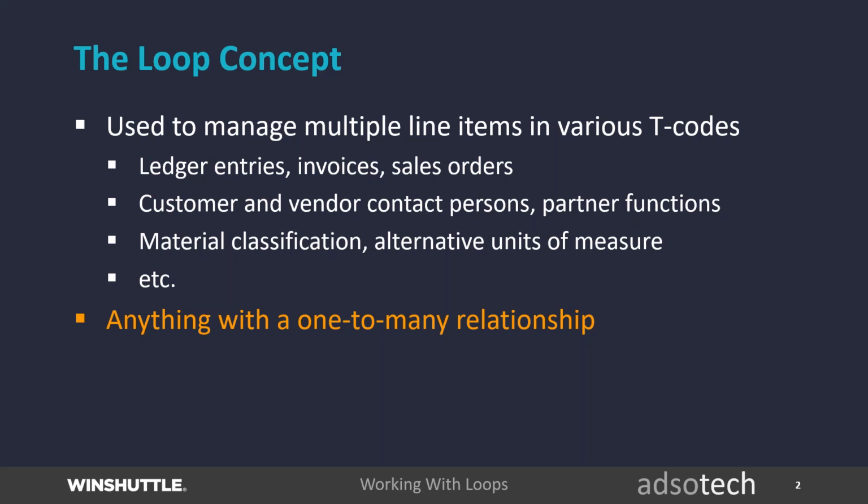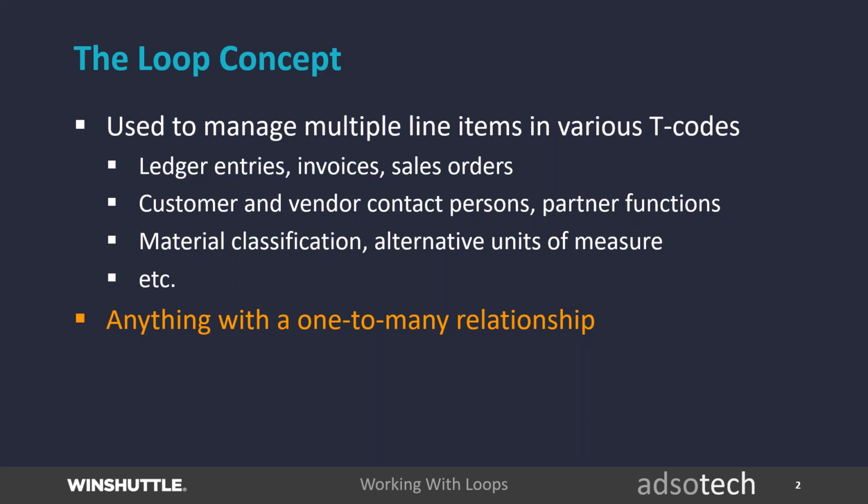But then there are other places like I have mentioned here, customers and vendors. Those can have multiple contact persons, for instance. So a customer can have 1 or 5 or any number of contact persons. Same with partner functions. Or you could run into loops when you're working with material master data, classification data, or, for instance, alternative units of measure. A single material can have multiple alternative units of measure. There are many more examples; those are just the first ones that came to mind, but you will run into these in various transactions in SAP.